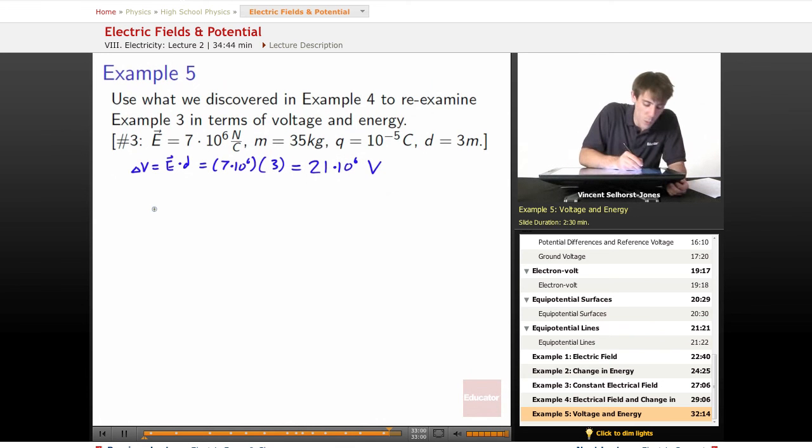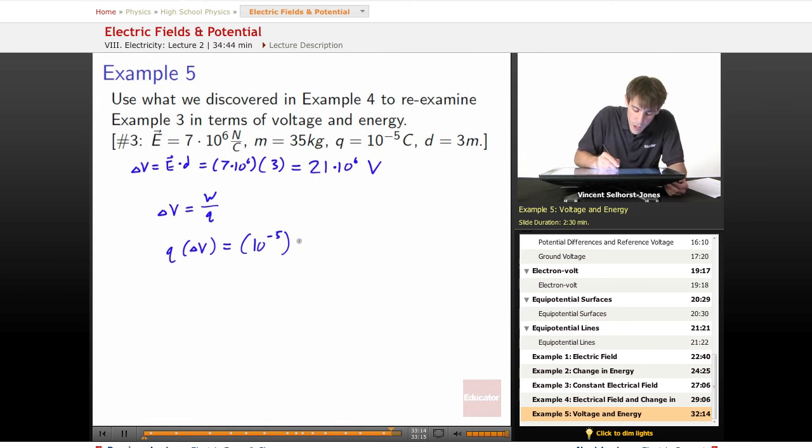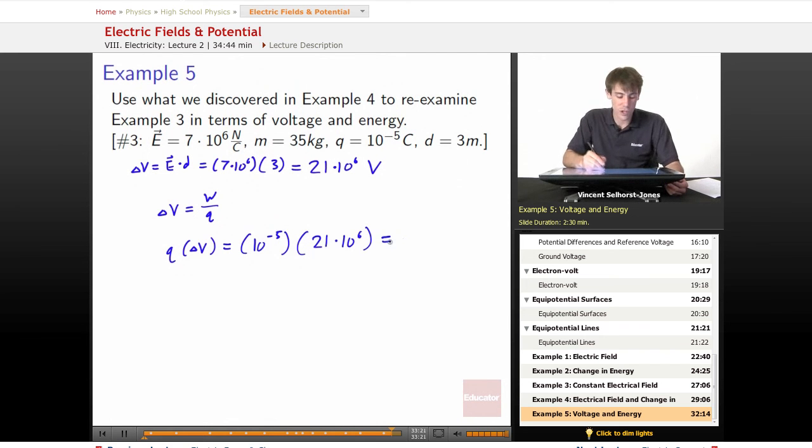Well, if we want to know what the work done is, we know change in volts is equal to the work over the charge involved. So the charge involved times that change in voltage, well, our charge involved is 10 to the negative 5th. The change in voltage is a whopping 21 times 10 to the 6th volts. And so that's going to get us 210 joules. So we've got 210 joules of work done in that charge moving those 3 meters.